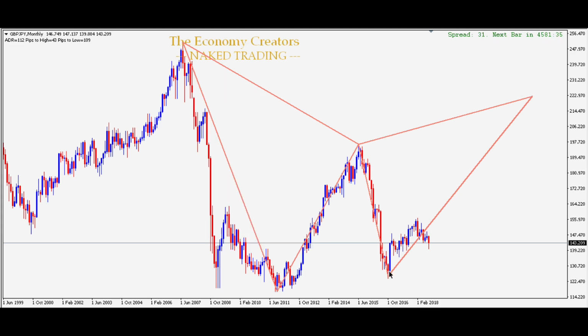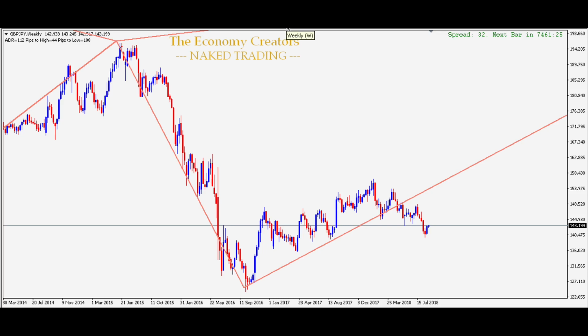Okay, so right now we have the Gartley trying to complete the C to D leg, which is a bullish rise, right? But it is an overall bearish pattern. Okay, now we're going to go down to the weekly. And on the weekly, what I'm seeing here is a bearish bat. I'm going to draw that out for you.